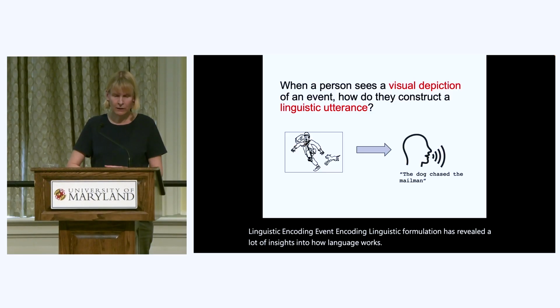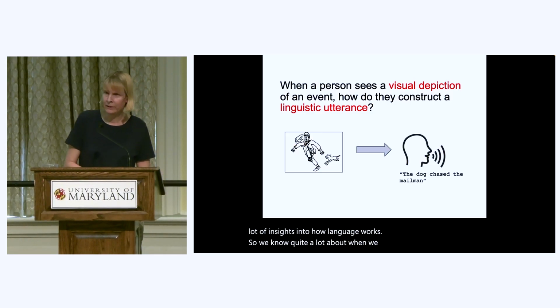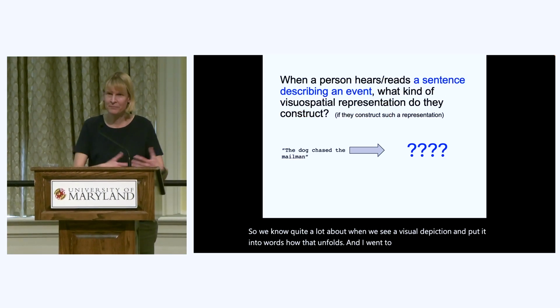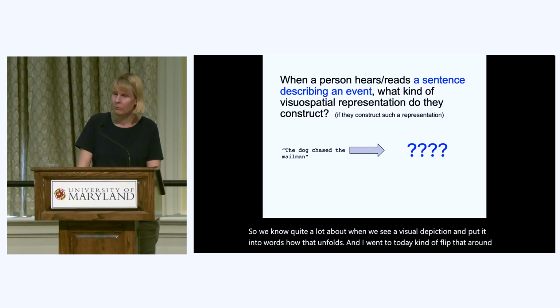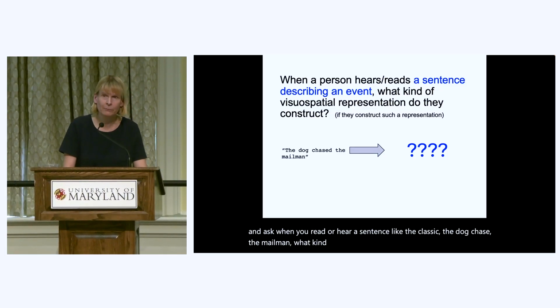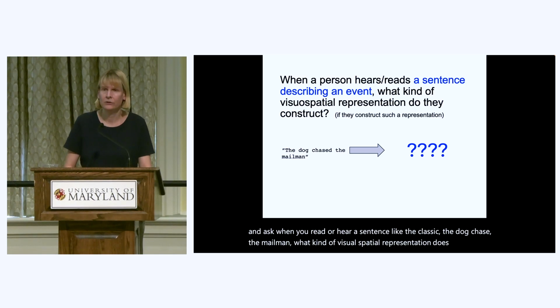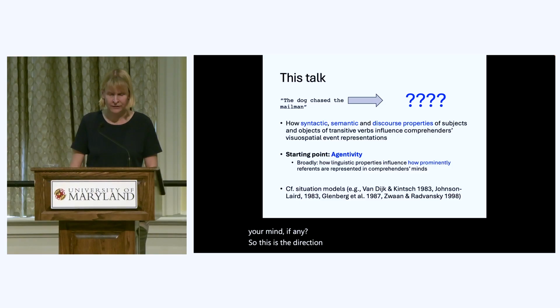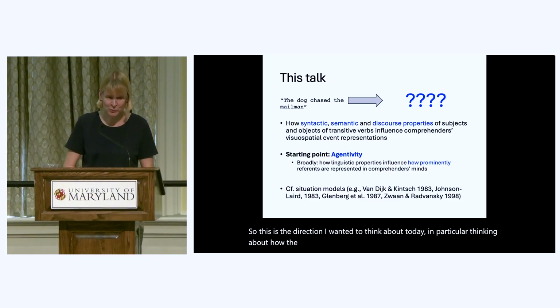So we know quite a lot about when we see a visual depiction and put it into words, how that unfolds. And I wanted to today flip that around and ask, when you read or hear a sentence, like the classic, the dog chased the mailman, what kind of visual spatial representation does that evoke in your mind, if any? So this is the direction I wanted to think about today, in particular, thinking about how the syntactic, semantic, and discourse properties of different entities in transitive events influence how we think about them spatially.